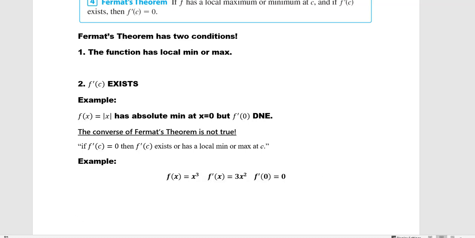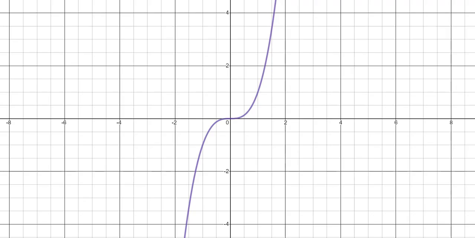For example, look at f of x equals x cubed. Well, the derivative is equal to 3x squared, and if I evaluate that at 0, I get 0. However, f of 0 equals 0 cubed, which is 0, so the point (0, 0), and no local max or min exists there. Let's take a look at a picture. This is x cubed, and at the point (0, 0), that is neither a local max nor a local min. But as we demonstrated, if I take the derivative and evaluate it at 0, I certainly still would get 0.